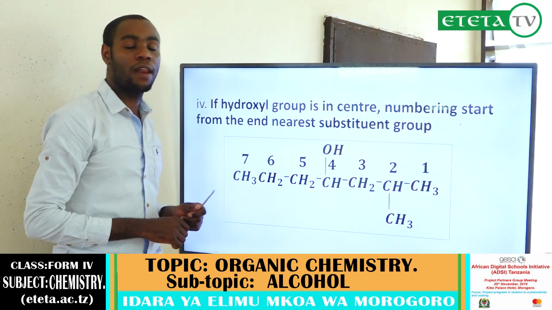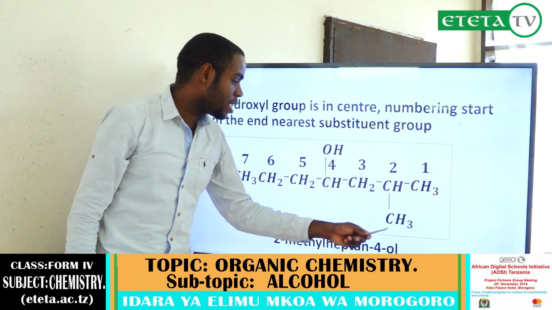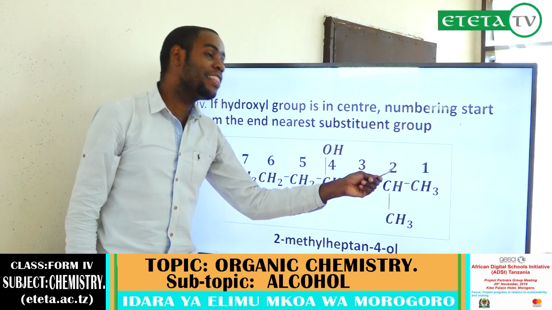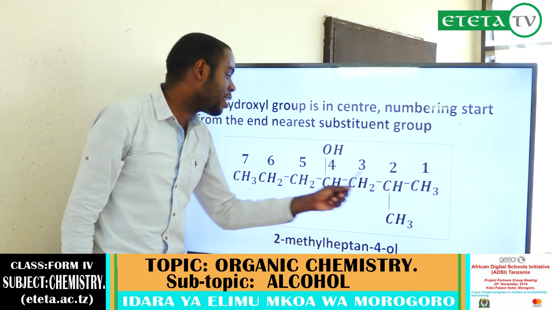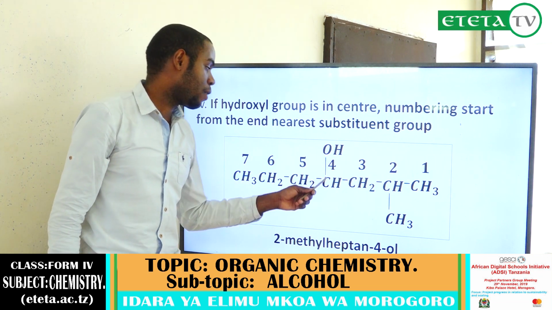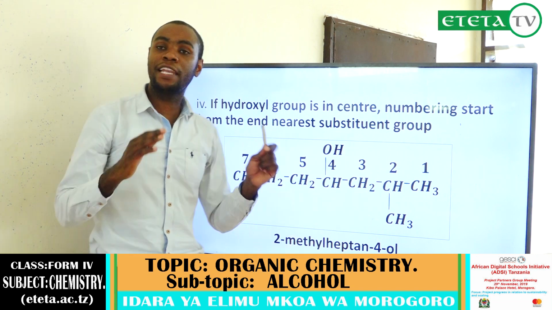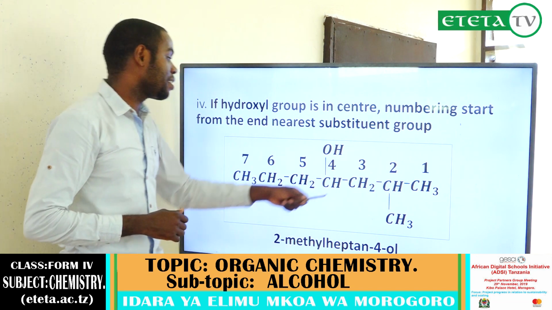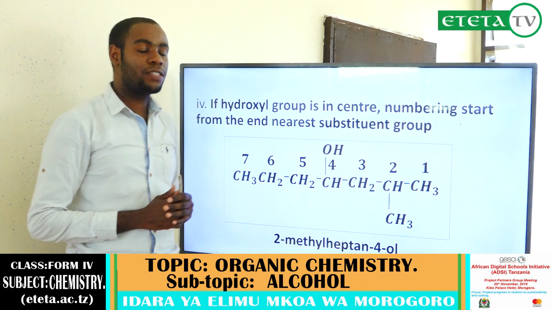So this is heptanol. And the name for this compound will be, because the substituent group is on the second carbon, 2-methylheptan-4-ol. The locator for the OH group is 4. So it is 2-methylheptan-4-ol. This is the IUPAC name for a compound like this one.